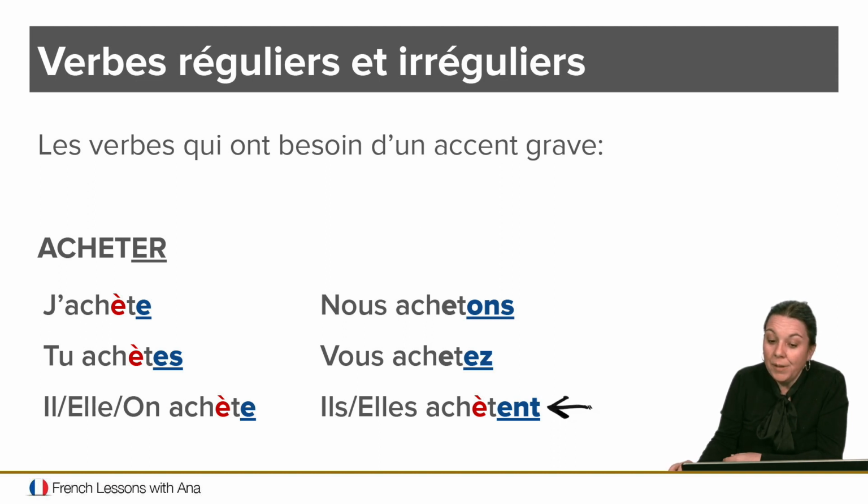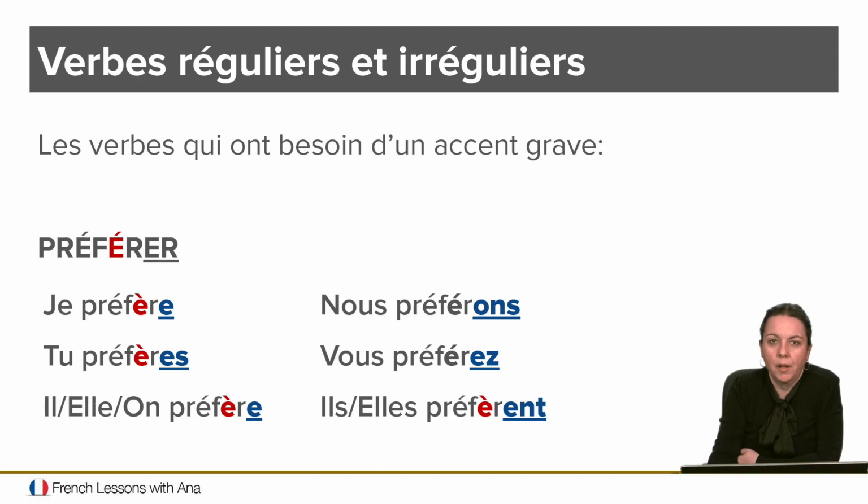So you never pronounce the S at the end of the word if it's followed by a consonant. But once you have that vowel, that S gets a Z sound to it. Okay? Ils achètent, elles achètent. Over here we saw the N as well. On achète. Moving on to another example of a verb that needs an accent grave.